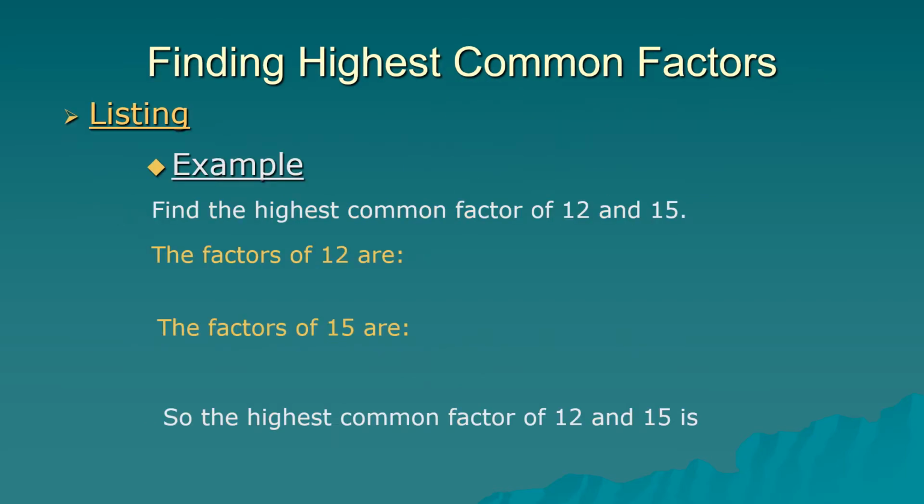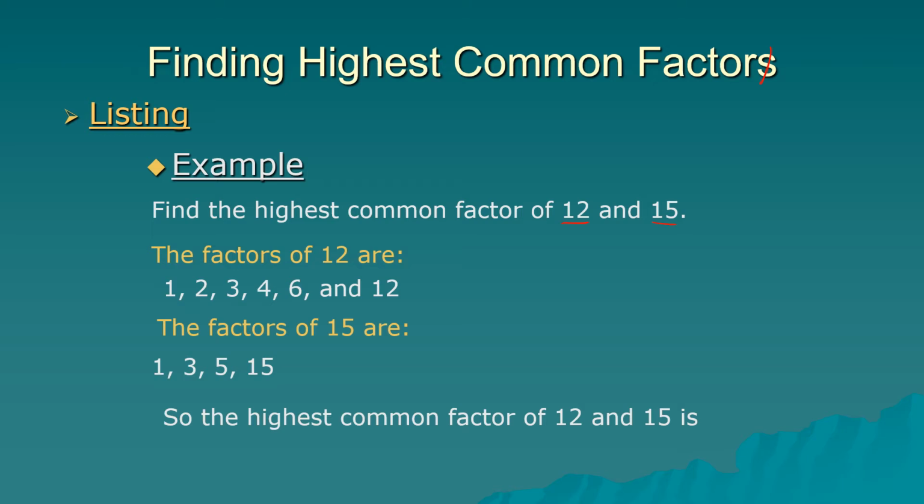Right, again, how do we find the highest common factor? So one way is by listing. So let's say, for example, we are finding the highest common factor of 12 and 15. So let's list down the factors of 12. Those are 1, 2, 3, 4, 6, and 12. So these are the factors of 12. And the factors of 15 are 1, 3, 5, and 15.